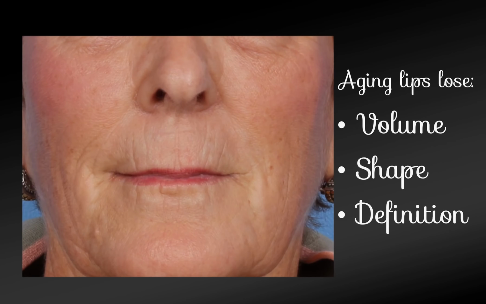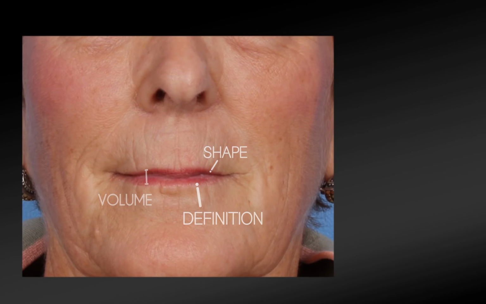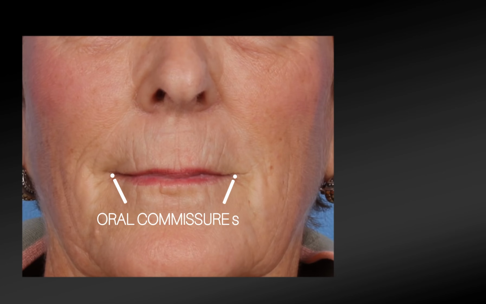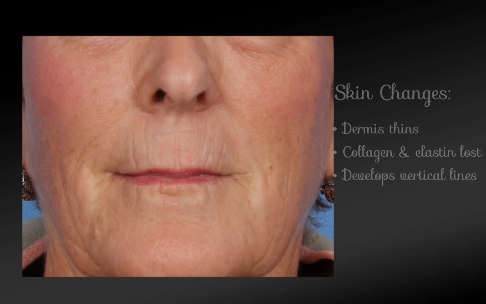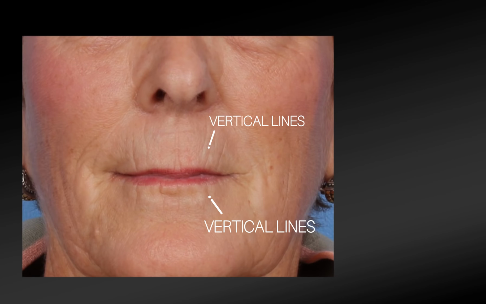With age, lips lose volume, shape, and definition. In addition, the commissures start to thin out and widen, and they start to turn down. The skin of the upper lip also shows age. The dermis becomes thinner. This leads to the vertical lines that develop.